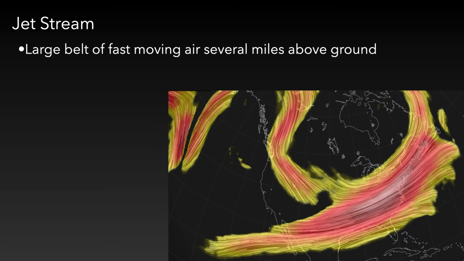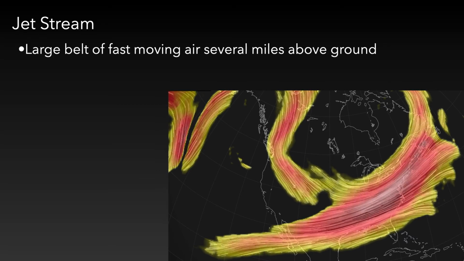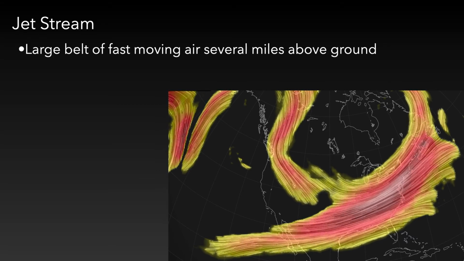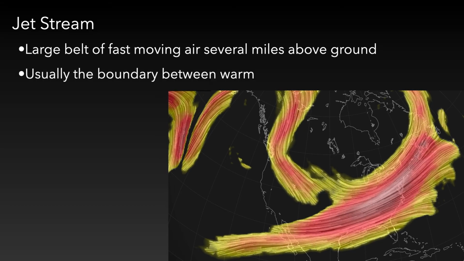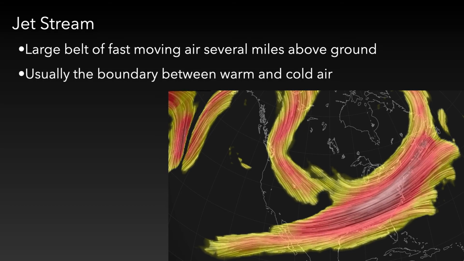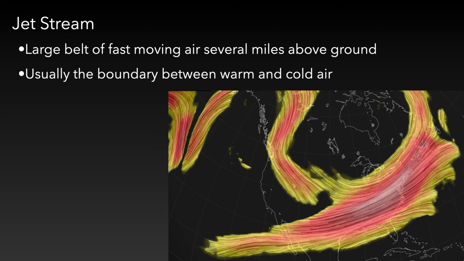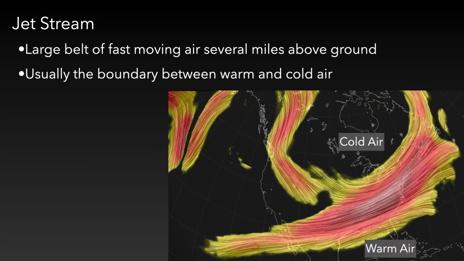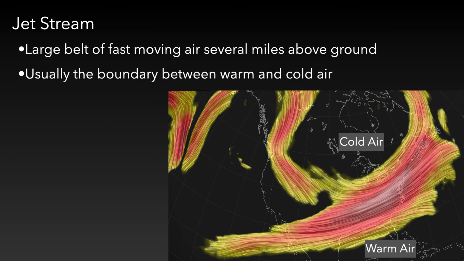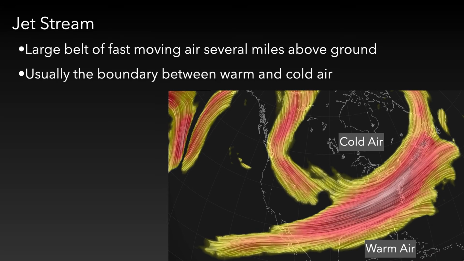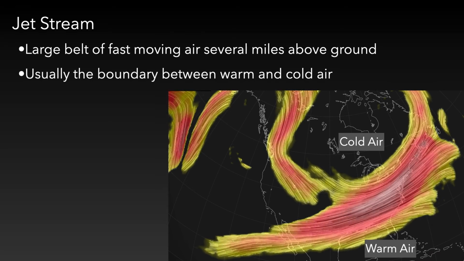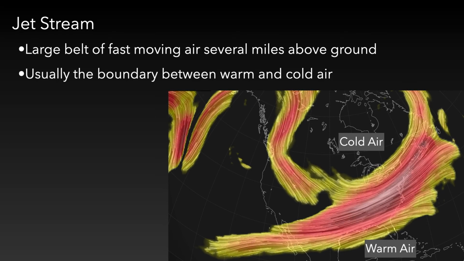The speeds of this wind can be well over 200 miles an hour, and it is found several miles above the ground. In simplicity, the jet stream can be thought of as a boundary between warm and cold air, and that helps explain different types of weather patterns that will happen as a result of the jet stream.